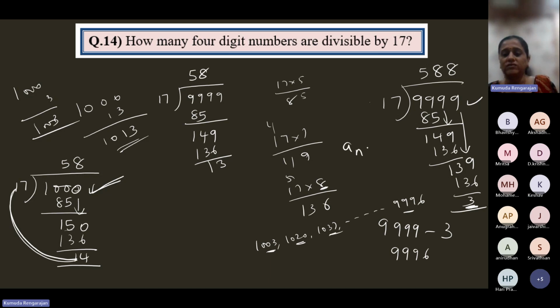Now AN is equal to 9,996. Because we know that to find the number of terms, the last term of the progression will help us find the number of terms. So AN is equal to 9,996. Work this and find the value of N. And whatever is the result, for example 563, then there are 563 4-digit numbers exactly divisible by 17.